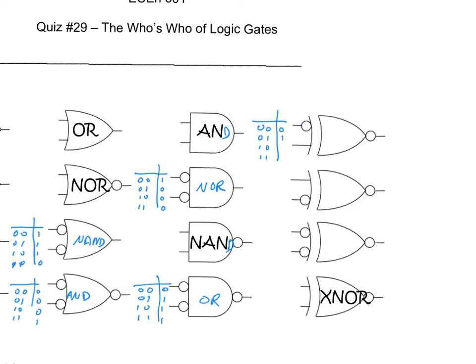A 1, 0 becomes a 0, 0. XOR that together, we get a 0. We NOT it, we get a 1. 1, 1 becomes a 0, 1. We XOR those together, and we get a 1. NOT it, and we get a 0. Oh, so this just looks like an XOR gate.